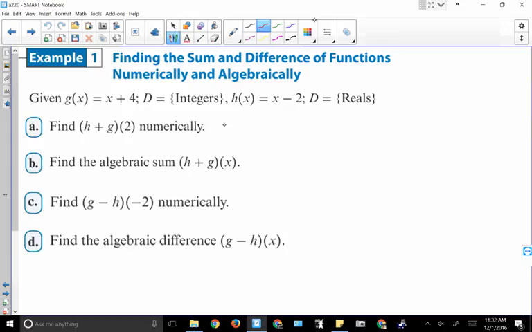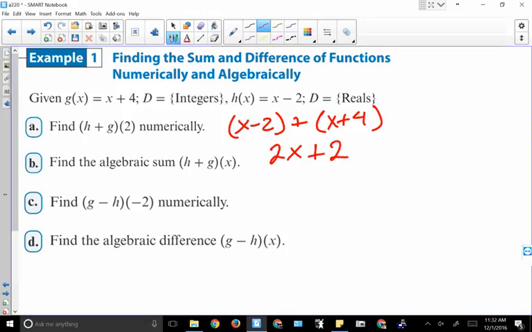So h is x minus 2. What's the g function? x plus 4. Now it's just going to be like adding like terms like we usually have. So what's this going to be? Well, I have an x here, I have an x here. x and x are 2x, correct? Would you agree with that? Negative 2 plus 4, well, that would be plus 2. If I put those together, that's what I get, right? That sort of kind of makes sense?